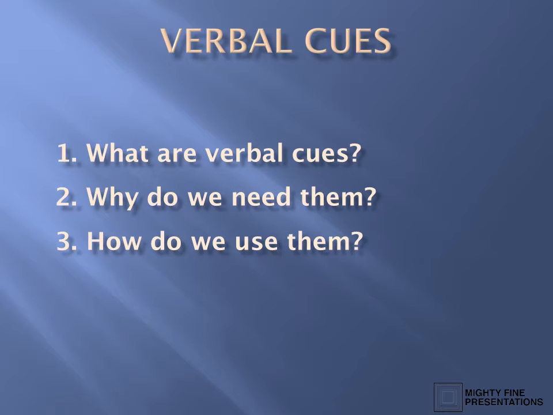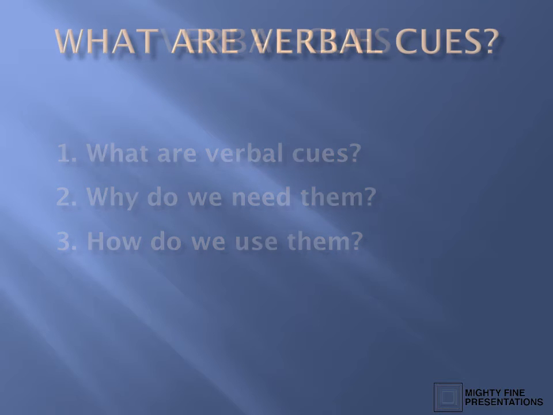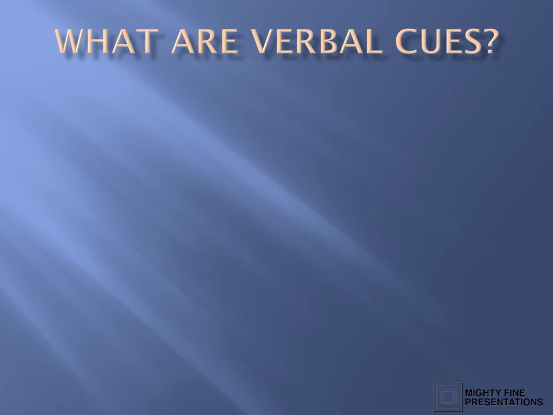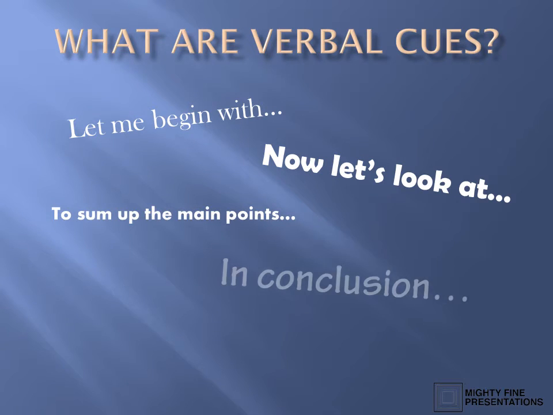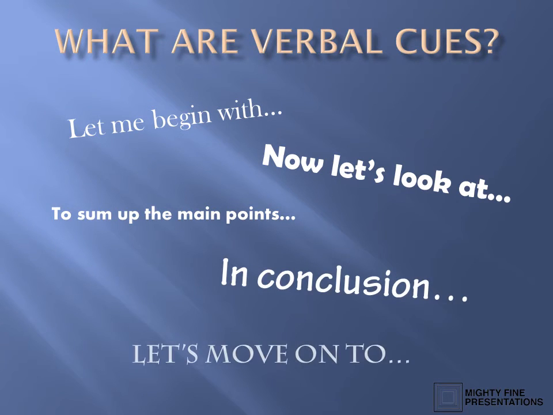What exactly are verbal cues? Well, verbal cues are short phrases used to help the audience follow your presentation and make it a lot easier to understand. So let's look at some examples, some phrases that you can use. Let me begin with. Now let's look at. To sum up the main points. In conclusion. And let's move on to. Now there are literally hundreds of verbal cues, but these are just a sample, so we'll look at some more. Here we go. Let's look at the second point.